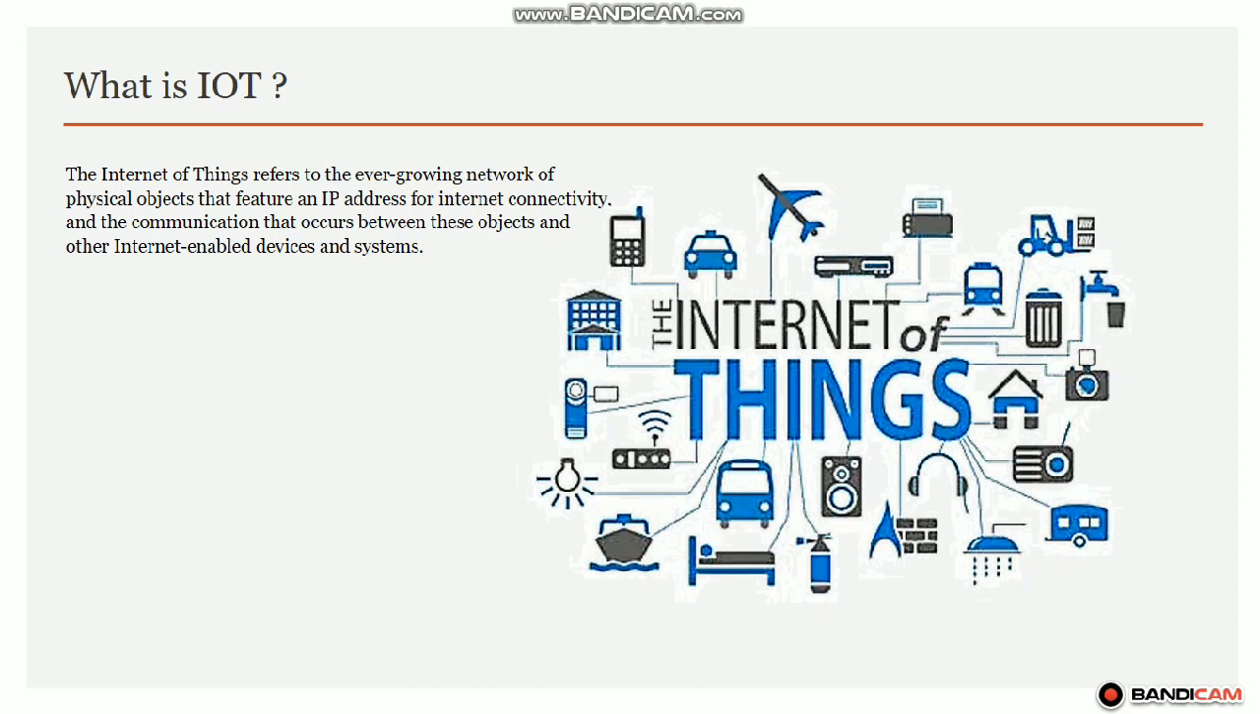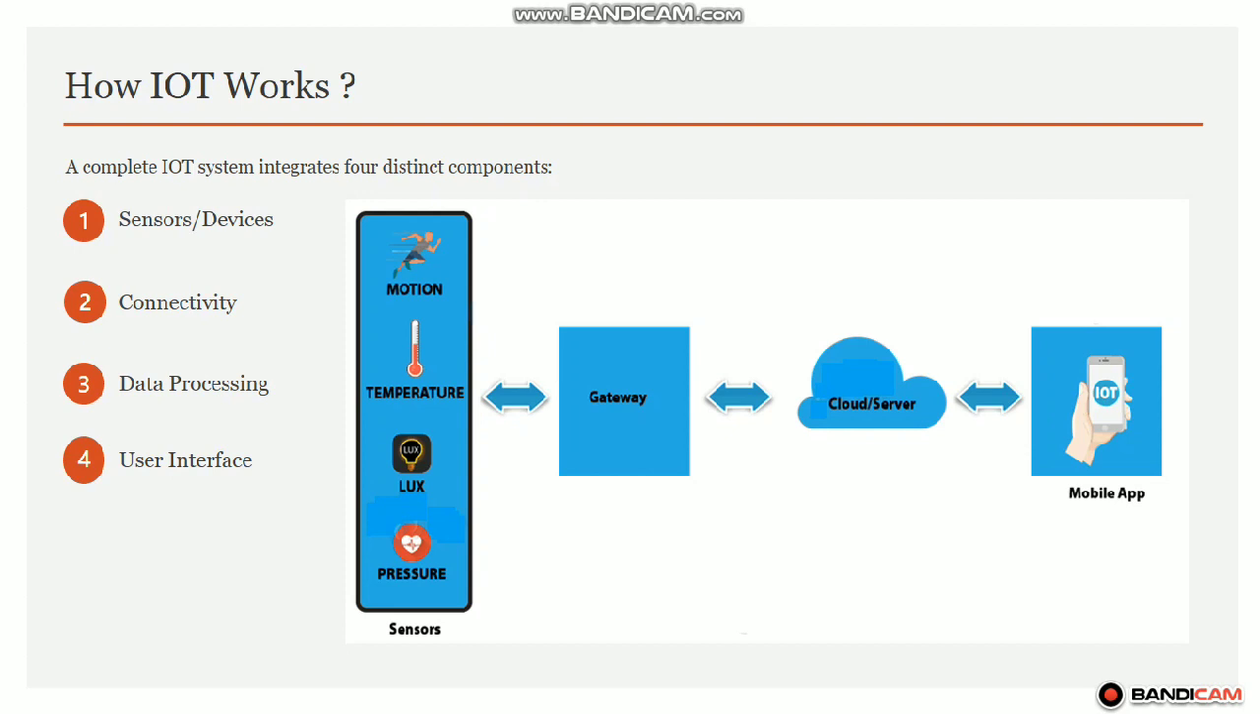Now further, let us understand how IoT works. The IoT system integrates four distinct components. The first is sensors or devices. These sensors and devices collect data from the environment. Sensors can be in any form, like a temperature reading sensor or a motion sensing sensor. We can use multiple sensors or a standalone sensor, but the first step is to collect data from the environment, which is done by these sensors.